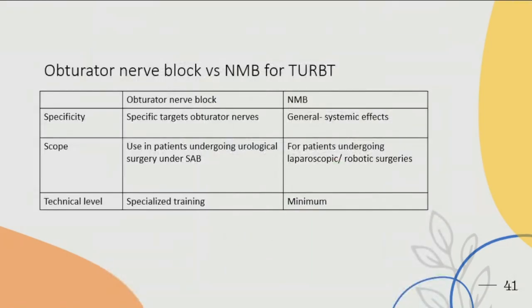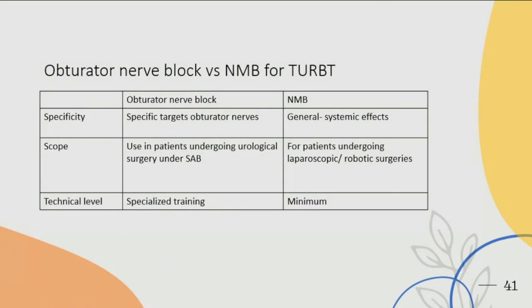So when I was preparing this slide, it struck my mind: which is better? Should we paralyze or should we block? So I tried to find some information, and there's a good literature that I'm going to share later. So which one is better? Obturator nerve block? Should we paralyze? Clinically, to us, there's not much of a difference.